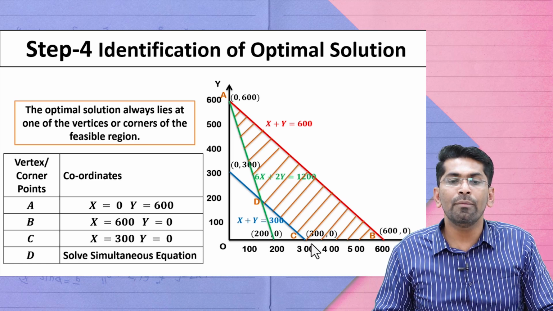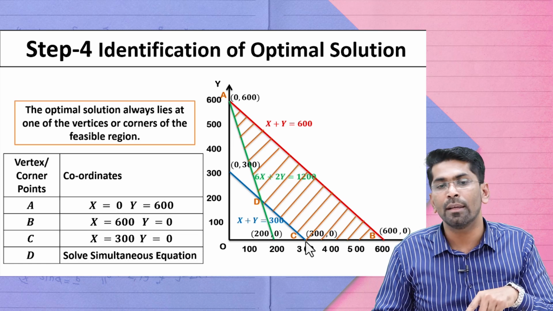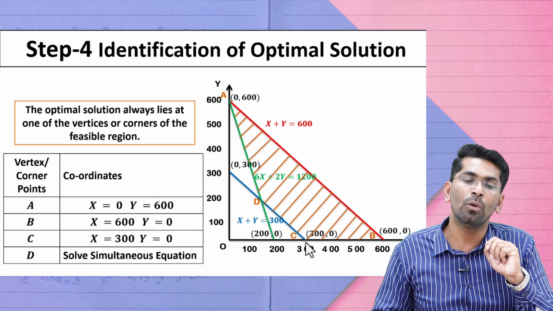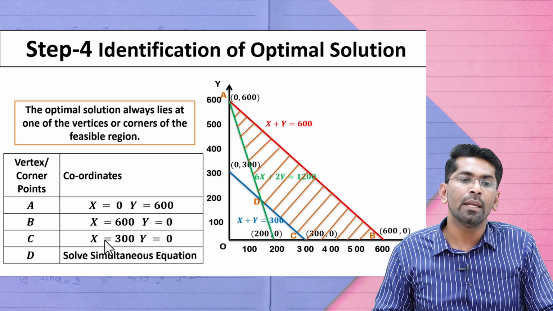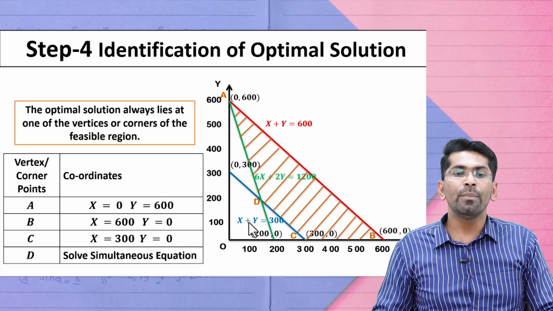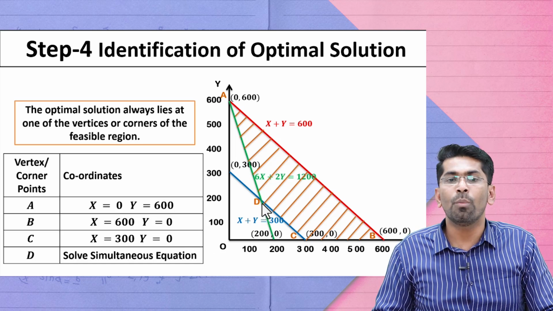At this particular point the value of x is equal to 300 and the value of y is equal to 0. So at this particular point C, x is equal to 300 and the value of y is equal to 0. Similarly, we have the last point, which is the point D.